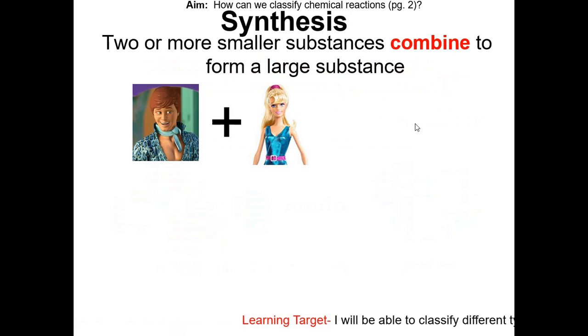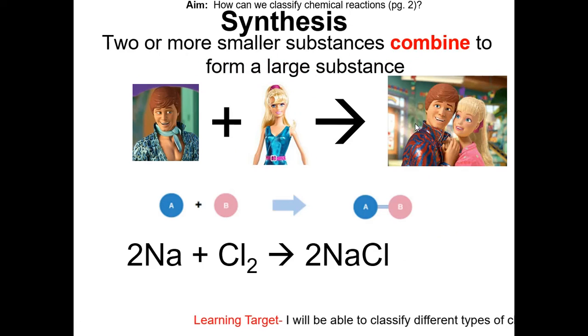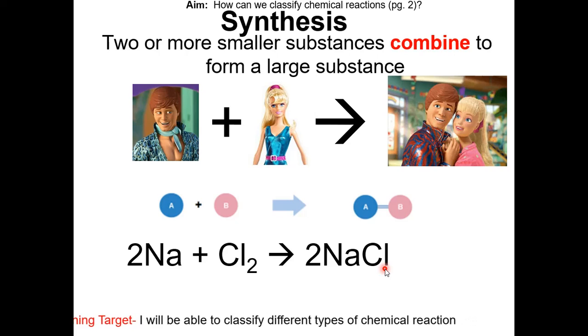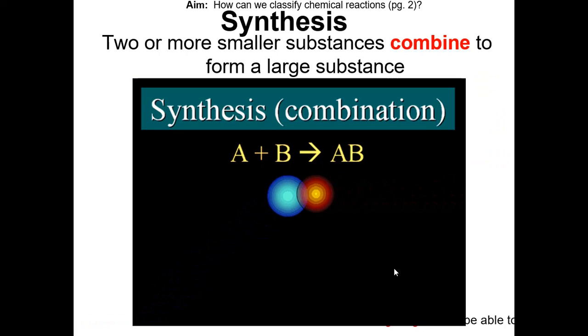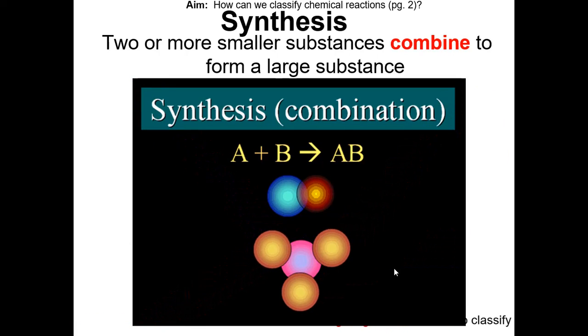Here's an analogy from a movie, and here's another example. So you have two sodium atoms combined with a chlorine gives you two NaCl. Here's a GIF of a synthesis reaction.